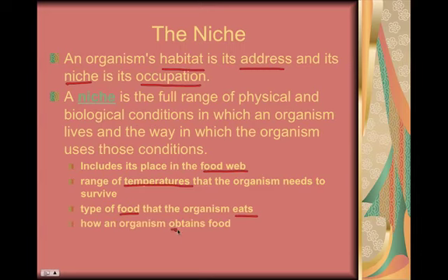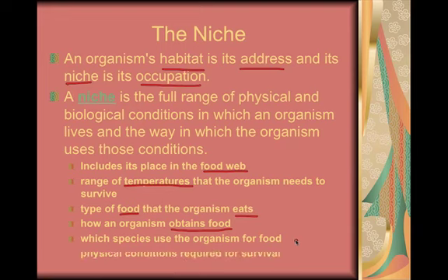how an organism obtains or gets its food, which species use the organism for food, the physical conditions required for survival, and finally, when and how an organism reproduces. So all of these things play a key role in the organism's niche.